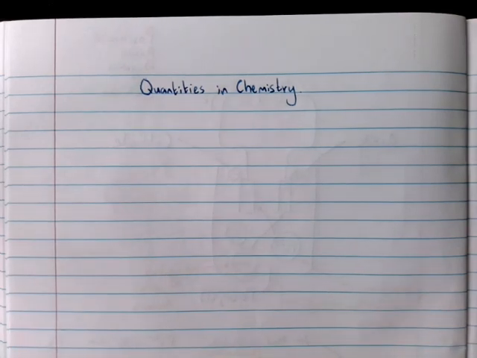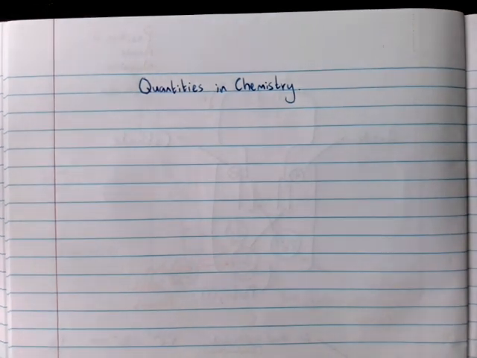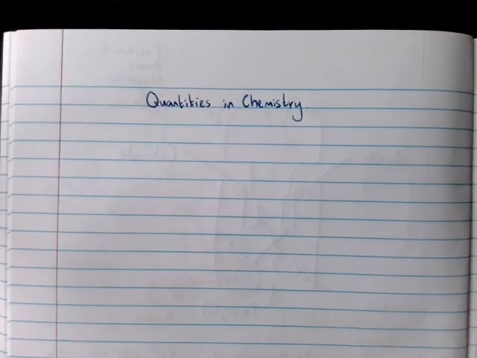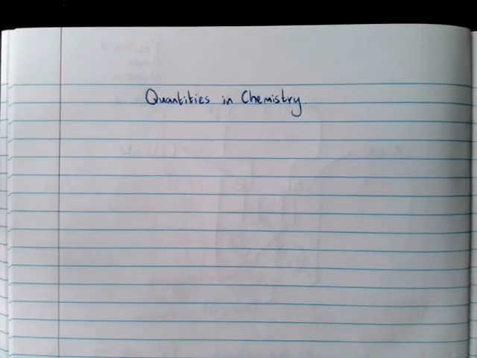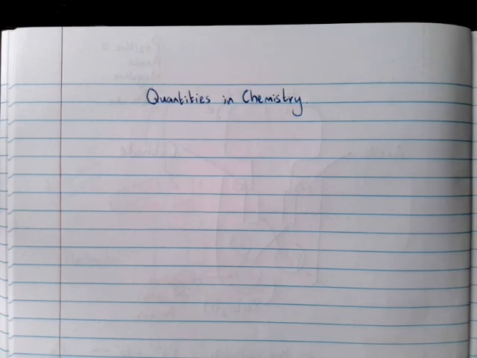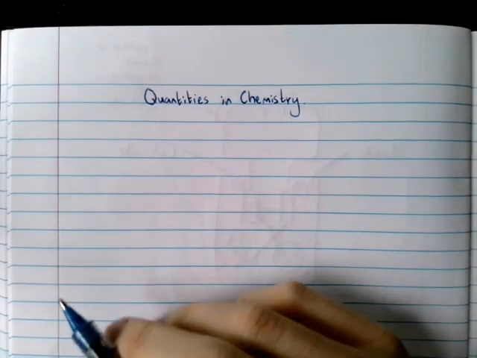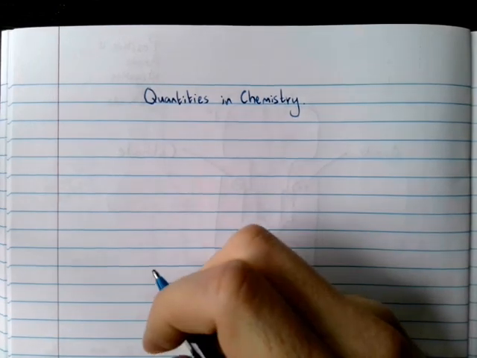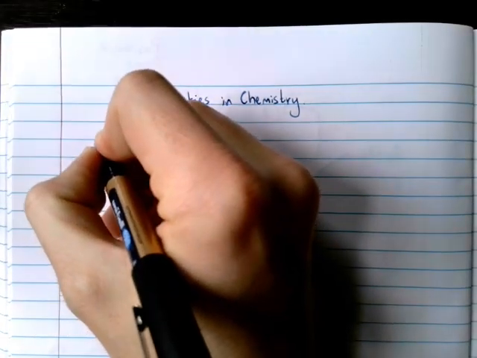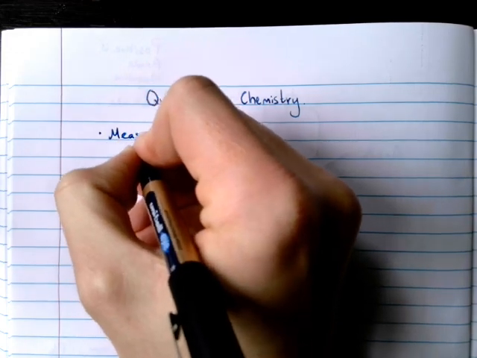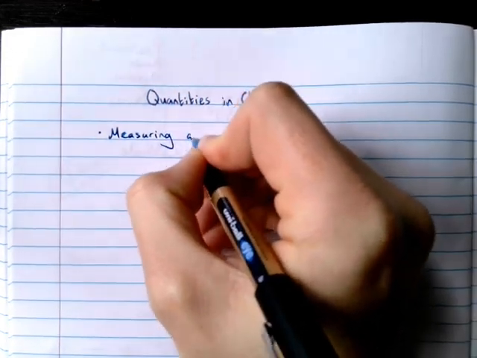Okay, so we're going to leave half equations, redox and electrolysis for the moment, and then when we go back to school we'll do some experiments and remind ourselves of how that works. But for now we're going to move on to a new topic, which is all to do with quantities in chemistry. So how we measure the amount of substance that we have. All right, so this is all to do with measuring amounts of substance.